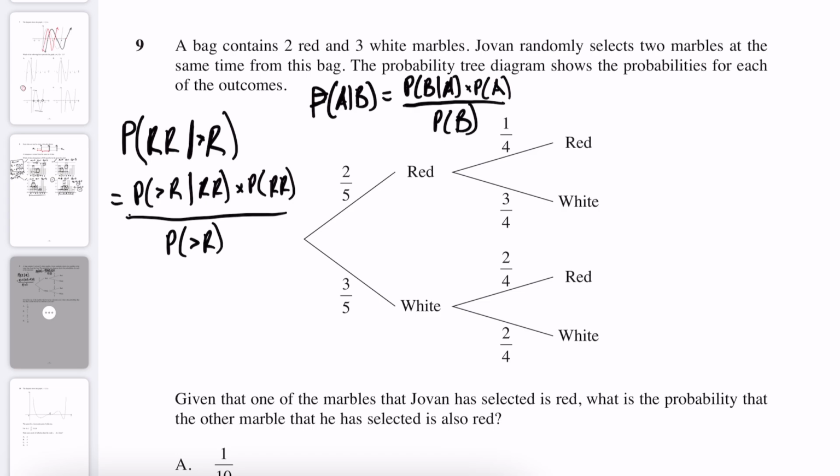When we break this down term by term and determine what each one of them means, what we see is that the first term, the probability that at least one of the marbles is red, given both of them are red, is actually just 1, because we're guaranteed that at least one of the marbles is red when both of them are red, times the probability that both marbles are red.